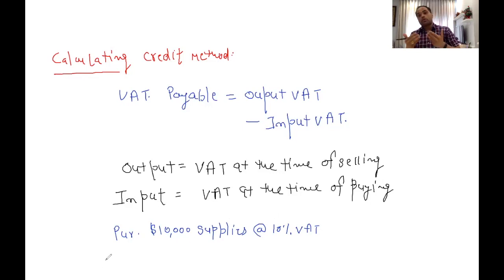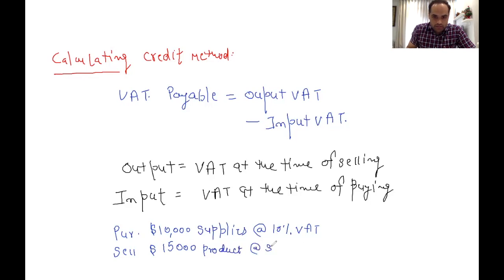Then of course, the company bought the supplies. The company is going to process it to make a product, and then the company will sell it. So let's say the company is selling at $15,000, as the supplies become a product, and at that time the tax rate is 10%. So what will be the tax payable in that situation?